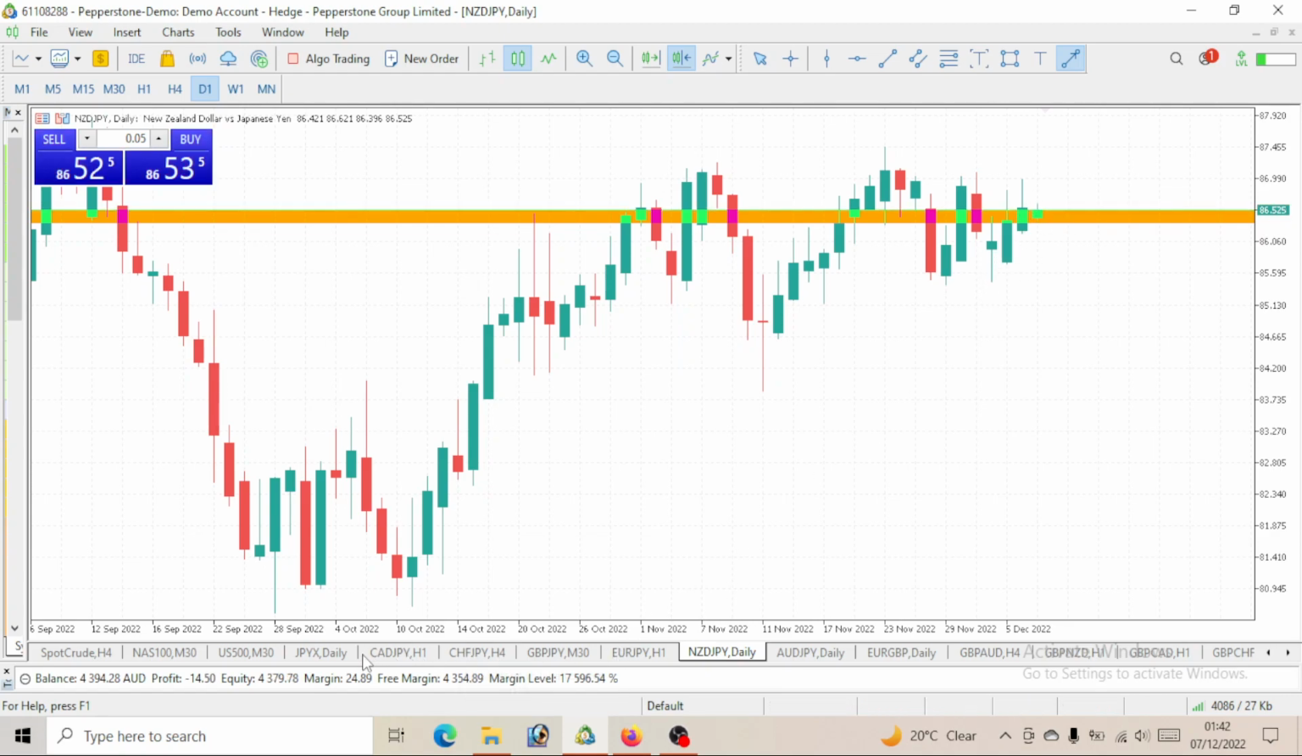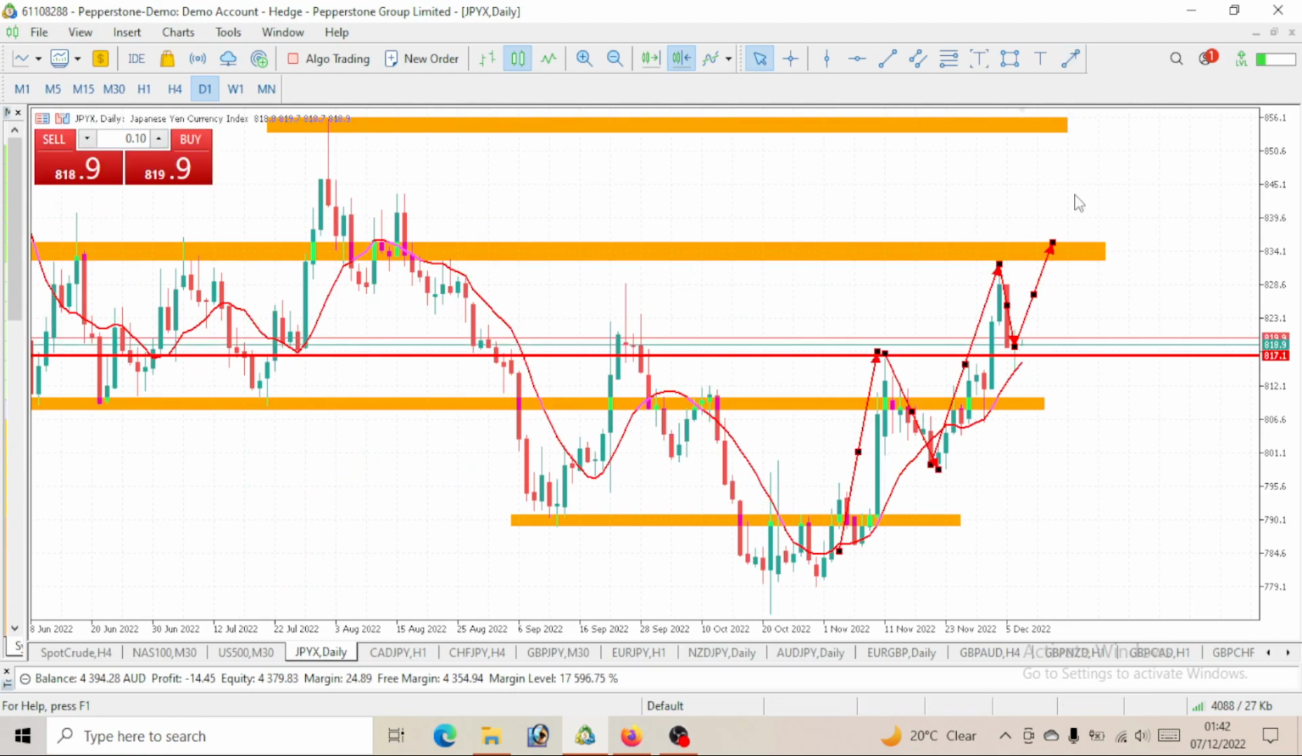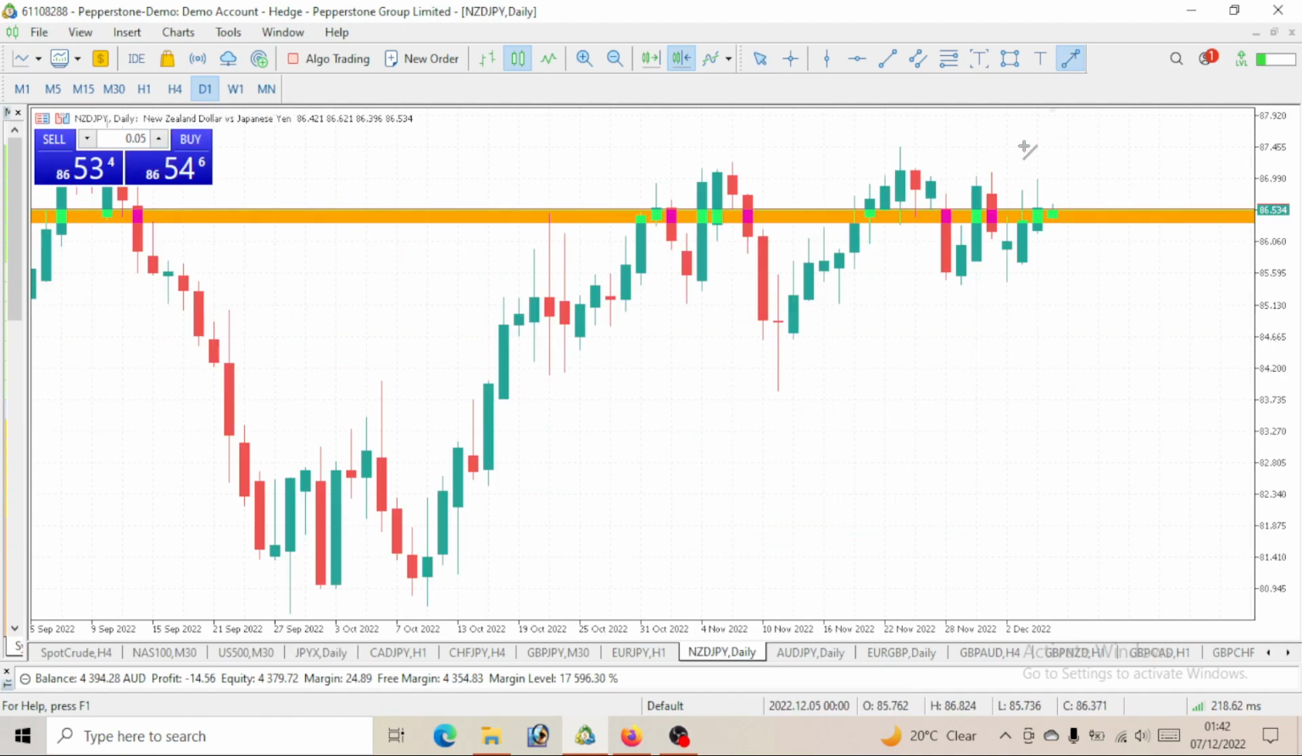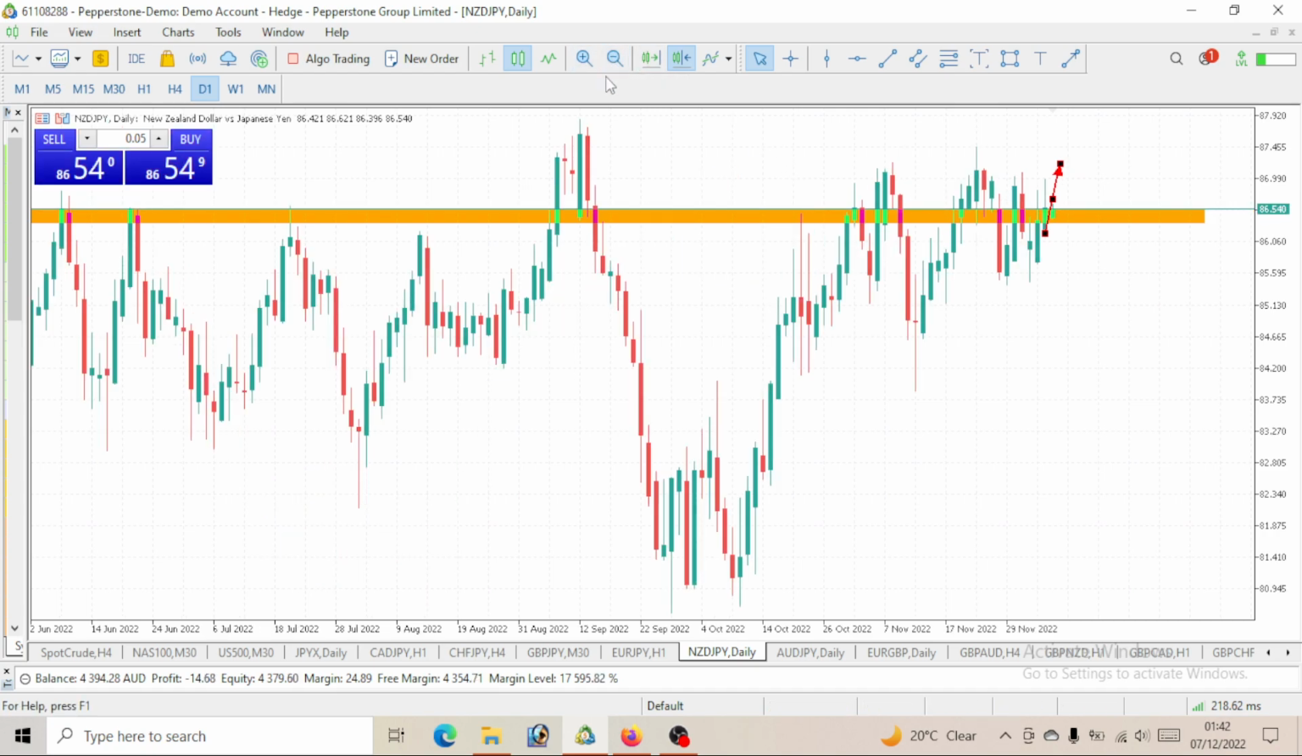Now if you take a look at this JPY index, we will be expecting a bullish move soon, right? If JPY is giving us that bullish move, and we are also expecting a bullish move on New Zealand dollar itself, there won't be much movement. I mean, the movement will not be much because New Zealand dollar is going bullish and JPY index is going bullish. So that movement will not be that strong, unlike the CADJPY where CAD is going bearish and JPY is going bullish.